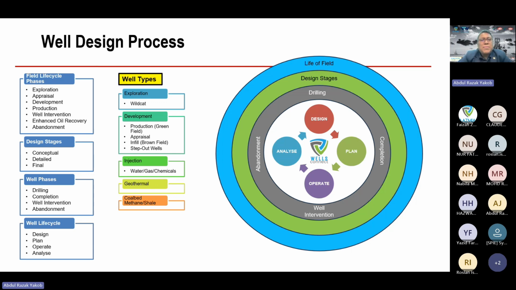And then well types. Just now I mentioned exploration wells, the wildcat, where we don't know at all. You simply drill and see whether you get it or not. Then you have the development part, where we have the production green field, meaning the field has never been produced yet. Brown field is where you conduct infill, meaning you have produced before, but now you add a platform and so on. Appraisal is whenever you want to figure out, in the same field, where you have some information, but it's a different block, a different environment altogether.